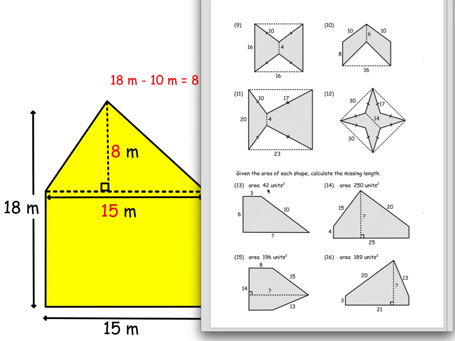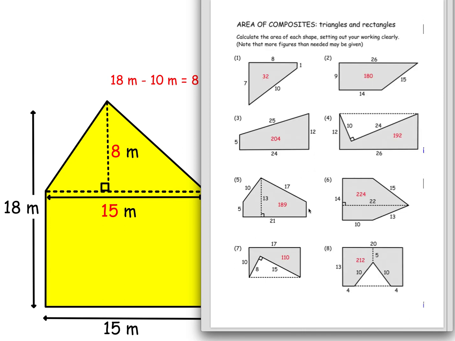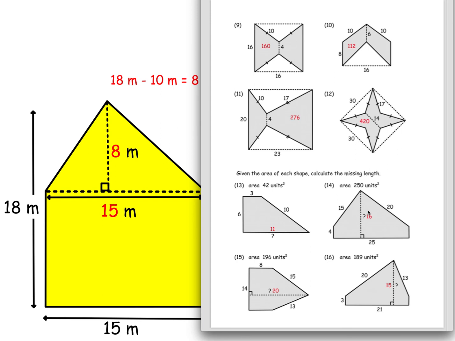And at the end, you've got a shape where you're told the area and you have to work out a missing side. That'll be a wee bit trickier. And you've got answers. And again, you've got the set of notes covering everything.